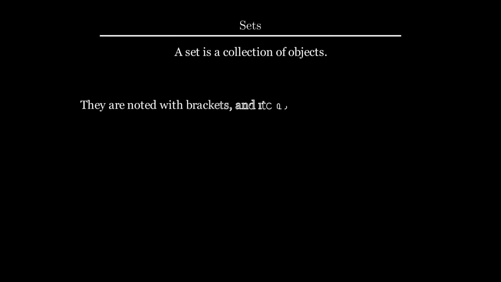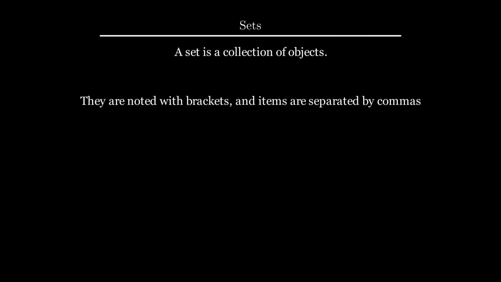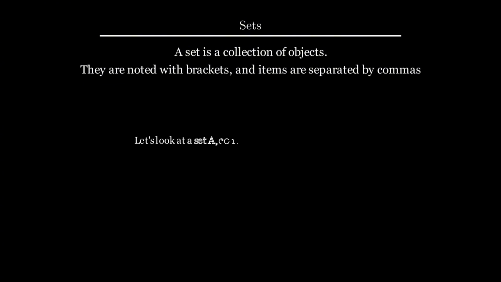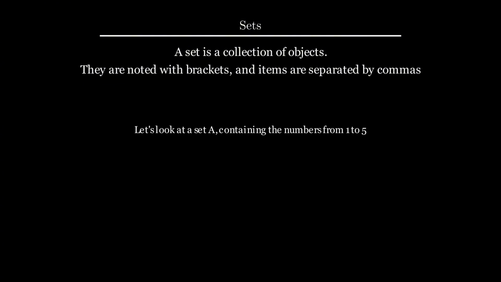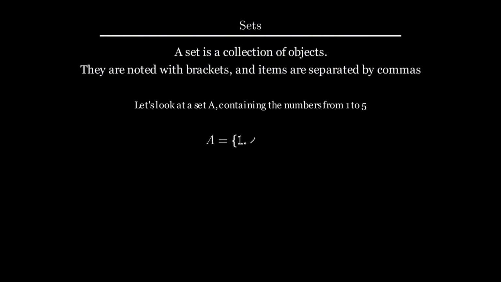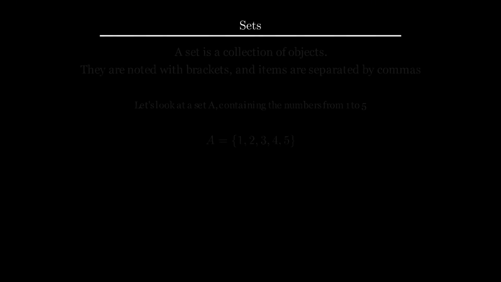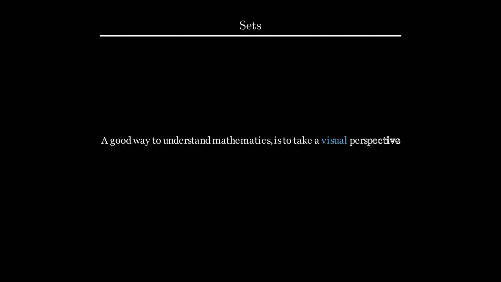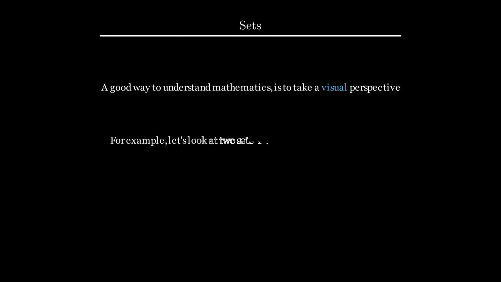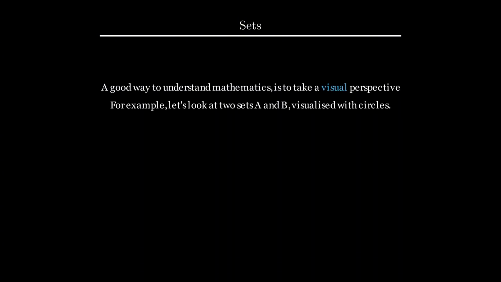So starting off with sets. A set is a collection of objects. You can think of it like a bag containing apples. They are noted with brackets and items are separated by commas. If we take a set A containing all the numbers from 1 to 5, we'll get this. A good way to understand mathematics is to take a visual perspective. For example, let's look at two sets A and B visualized with circles.